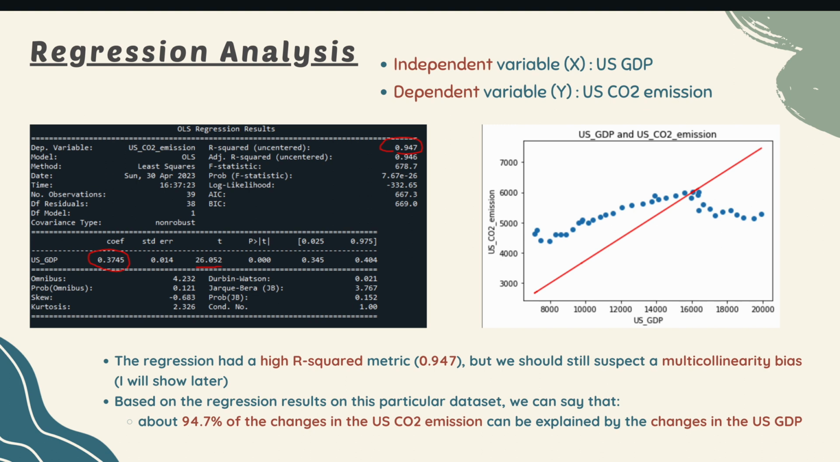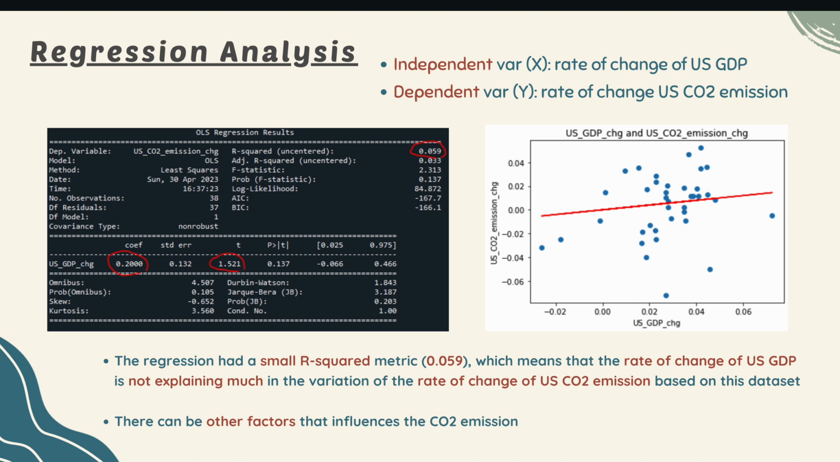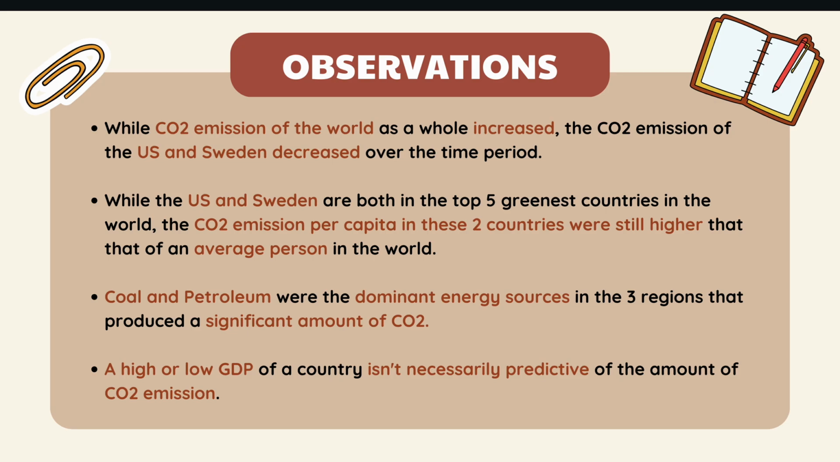So I created another regression analysis using the rate of change of US GDP and the rate of change of CO2 emission. In this regression, we can see that the R-square is very low. The t-stat is also low. It's also small, which means that the rate of change of US GDP is not explaining much of the variation in the rate of change of US CO2 emission based on this data set.